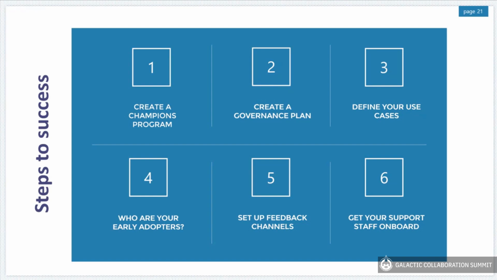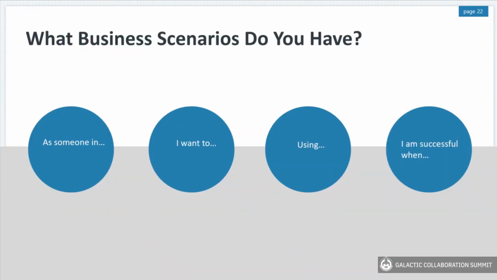Define your use cases. Why are you using Teams, and who are the roles and members that are going to be needing to use it? And we'll talk a second about that. Define who your champions and your early adopters are. Set up ways to get feedback from people, whether that's setting up a feedback channel in a team, or setting up a Microsoft Form that someone can fill out and provide feedback. You want to make sure that you're consistently getting feedback from people to help improve their experiences. And then make sure you get your support staff on board. Anytime you roll out a new technology, you need a way to support it within the organization. So help get them on board and get them trained up.